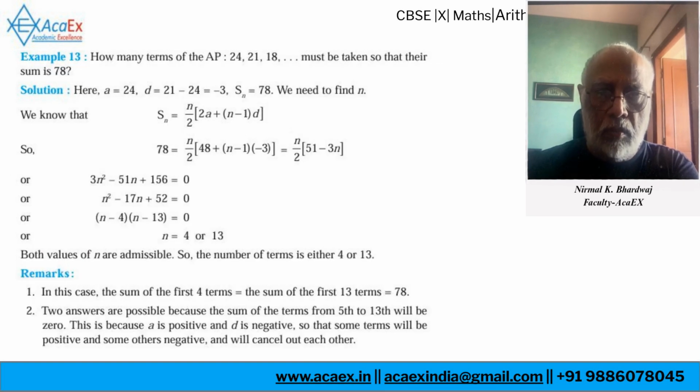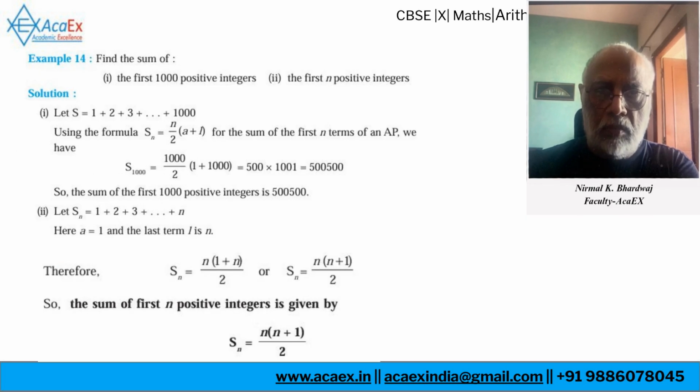Example 13. How many terms? How many terms of the AP 24, 21, 18 must be taken so their sum is 78? Here, a equals 24, d equals negative 3, and the sum S subscript n is 78. We set the sum formula equal to 78, which gives a quadratic equation. n squared minus 17n plus 52 equals 0. Solving this gives two possible values for n, 4 or 13. Both answers are possible because the terms eventually become negative and the sum of the terms from the 5th to the 13th is 0.